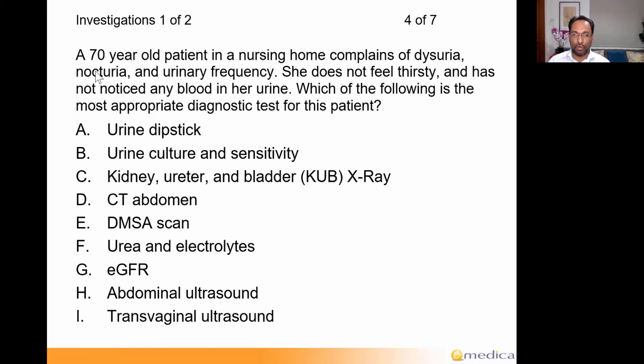Because you've got dysuria, nocturia, urinary frequency. It's a female patient, okay? She doesn't feel thirsty, i.e., we're not thinking about, could this be diabetes? Because if she felt thirsty, maybe we'll be thinking about diabetes, especially if there's a history for months, right? We're trying to decide, is this a UTI or not?